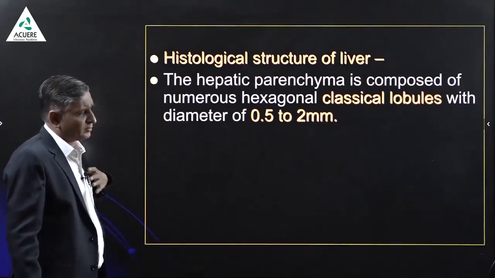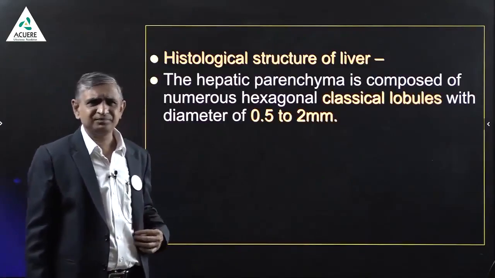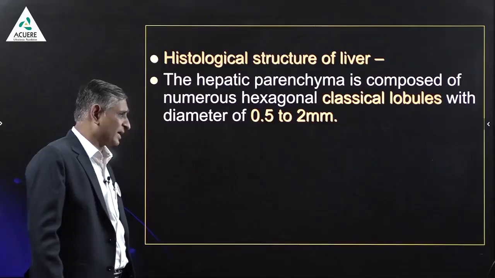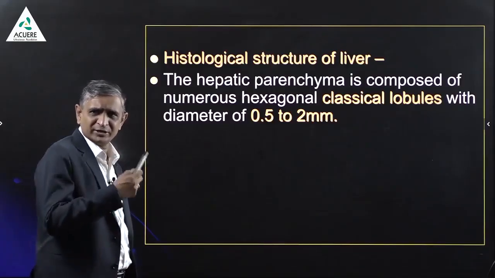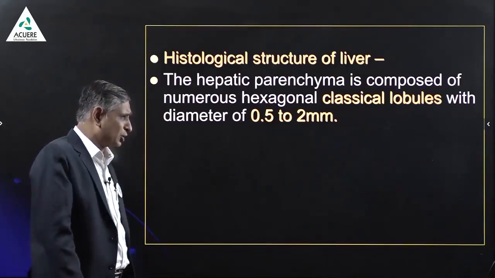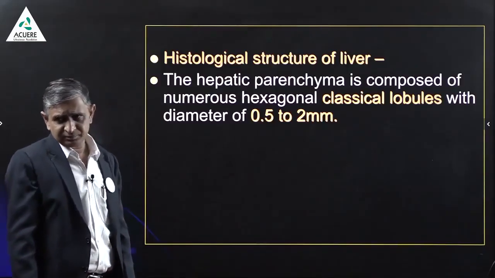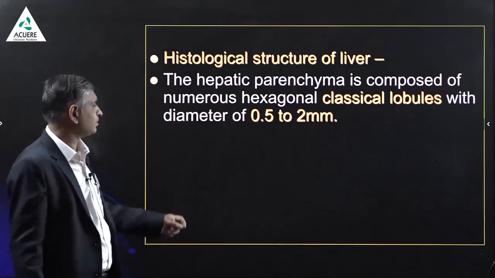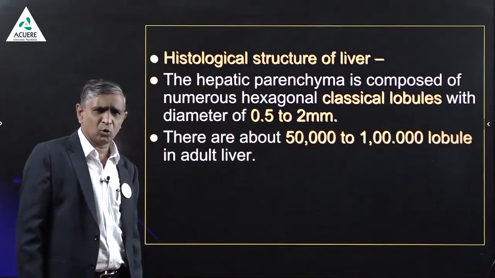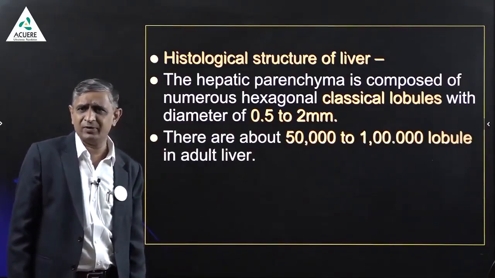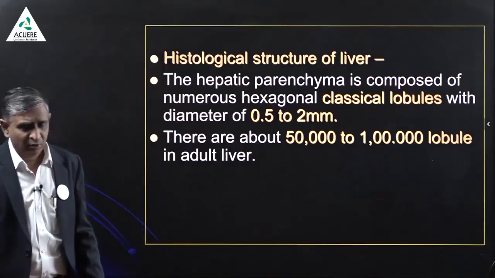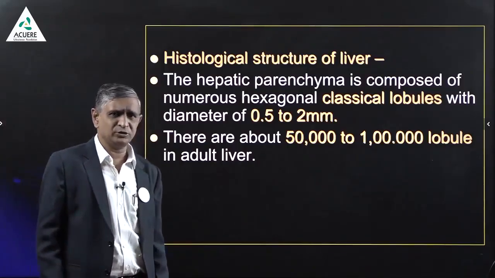Histological structure of liver. Just I have given you the idea. Now, the hepatic parenchyma is composed of numerous hexagonal classical lobules with the diameter of 0.5 to 2 millimeters. I showed you the hexagon. There are about 50,000 to 1 lakh lobules in one adult liver. One adult liver is having a very high number of lobules.